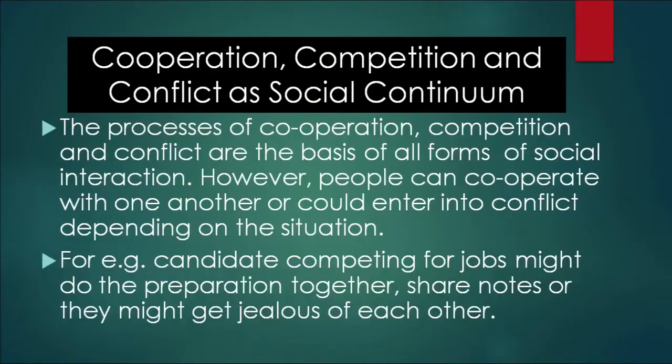Now we can discuss how cooperation, competition and conflict form a social continuum, how they are related to each other and how all of them are essential for society. The processes of cooperation, competition and conflict are the basis of all forms of social interaction. However, people can cooperate with one another or enter into conflict depending on the situation. For example, candidates competing for a job might prepare together, share notes, and they might get jealous of each other. It normally happens.